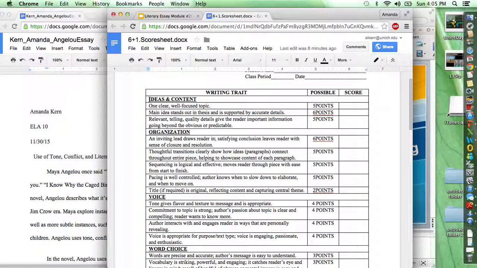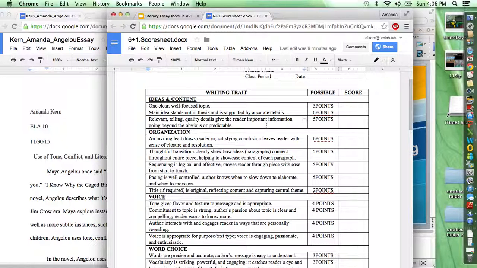The first area that you're going to be graded on is your ideas and content. This is a good place to start because you want to make sure your person's essay is well focused, meaning that if they're arguing that the theme is race and they're using tone, conflict, and figurative language to prove that, they should only be focusing on those things in their essay and nothing else. The main idea stands out in the thesis and is supported by accurate details. They need to have a really great thesis statement that very clearly states what they're going to argue, and you should be able to identify it in the introductory paragraph.